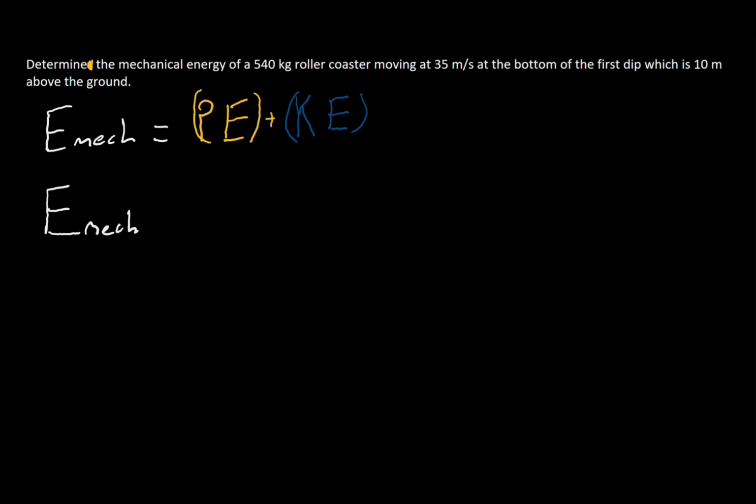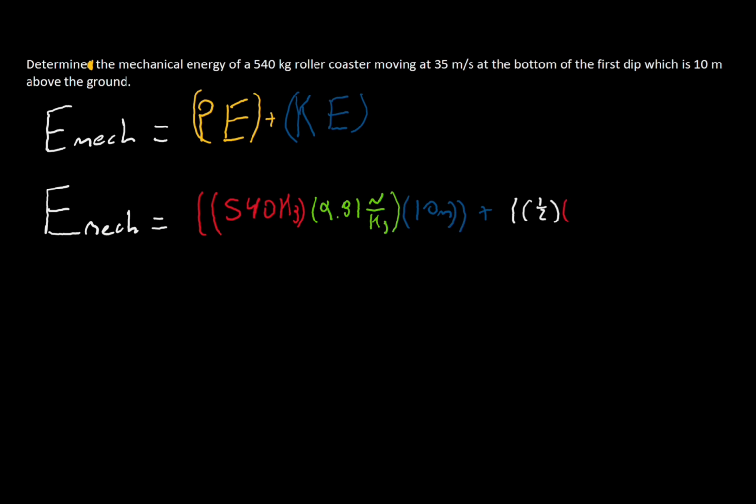So plugging in each of these values, including the mass of 540 kilograms times gravity 9.81 newtons per kilogram times the height of 10 meters plus 1/2 times the mass of 540 kilograms times velocity squared, which is 35 meters per second. Plugging this all into our calculator, rounding to one significant digit, mechanical energy equals 400 kilojoules.